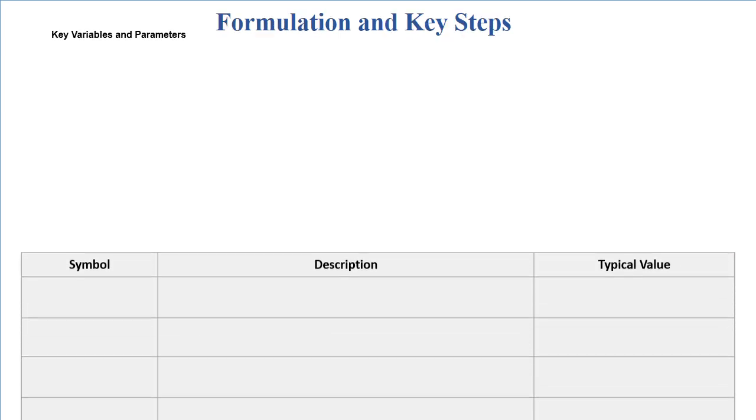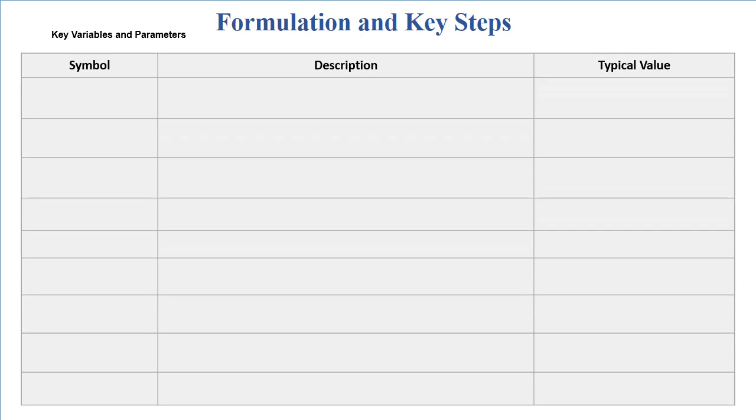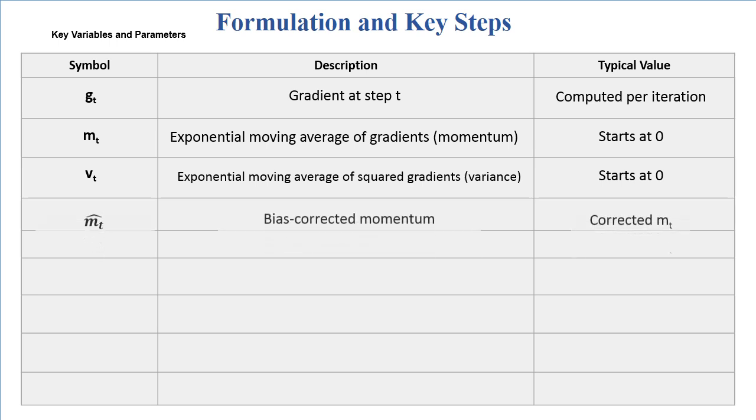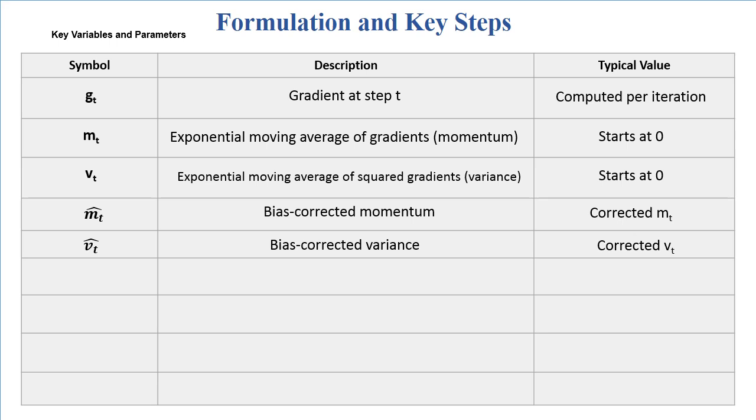Now, to explain the algorithm step by step, we first define its symbols according to the table. G sub t is the gradient at each iteration and must be computed at every step. M sub t is the exponential moving average of the gradients, also known as momentum, and it is initialized to 0. v sub t is the exponential moving average of the squared gradients, representing the variance, and it is also initialized to 0. M hat sub t and v hat sub t are the bias-corrected momentum and bias-corrected variance, respectively. These are computed to ensure more stable updates, especially during the early stages when m sub t and v sub t are very small.